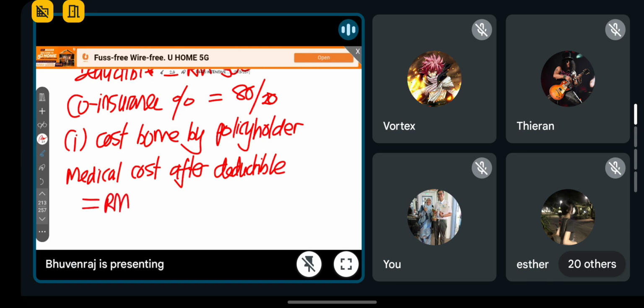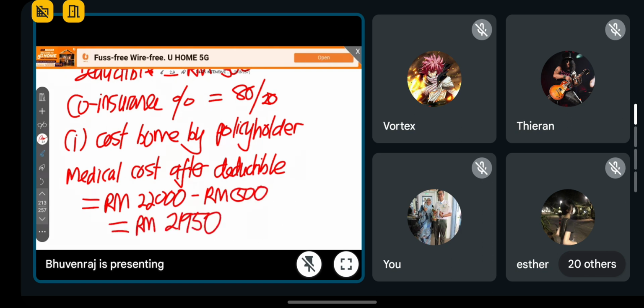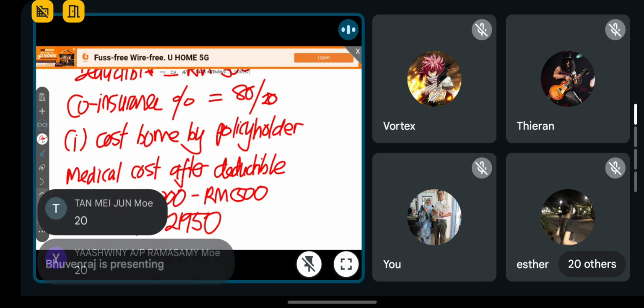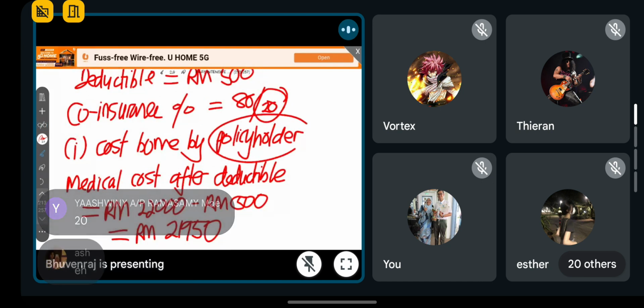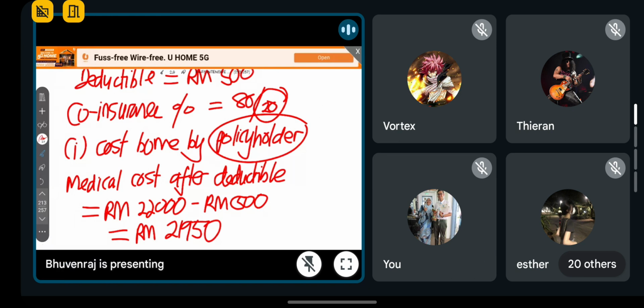So, kamu akan ambil nilai 22,000 tolak RM500. So, kalau kamu kira, kamu akan dapat yang ni. Okay, 21950. Okay, jadi dari sini, which value will you guys choose? Nilai mana kamu pilih? 80 atau 20? Which percentage? Yes, very good. 20 ya guys. For co-insurance, policy holder is 20. Okay, pemegang policy. Lower value. Nilai rendah selalunya pemegang policy. The lower value is always policy holder.